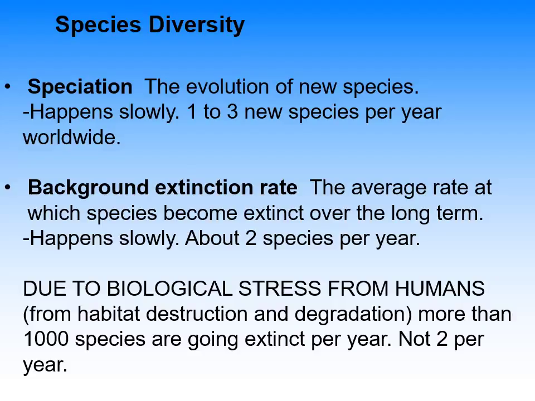And then we have natural extinction. We get background extinction rates of about 2 species a year. That's the average. That happens very slowly over time. That's the average rate at which species become extinct.